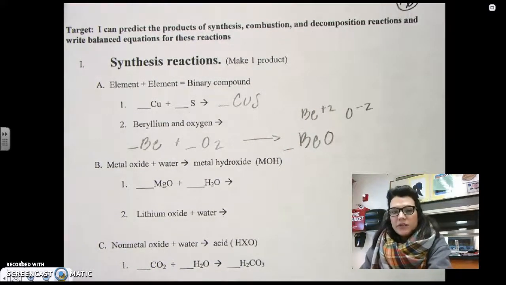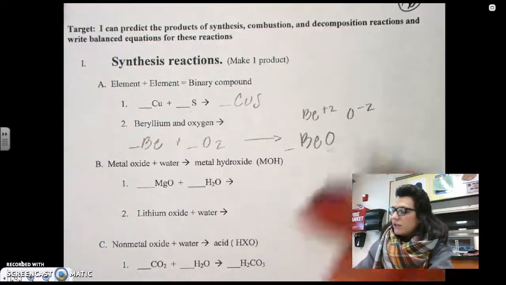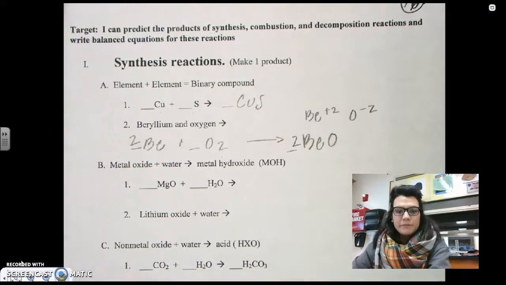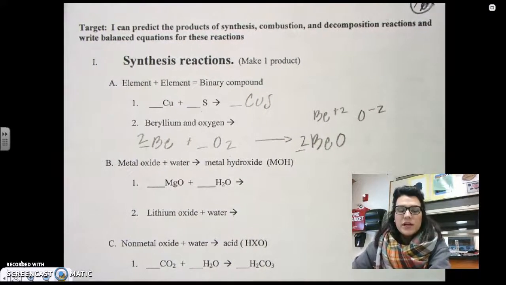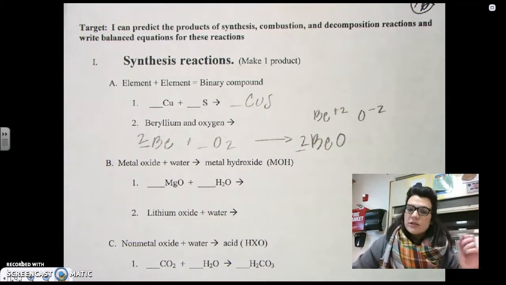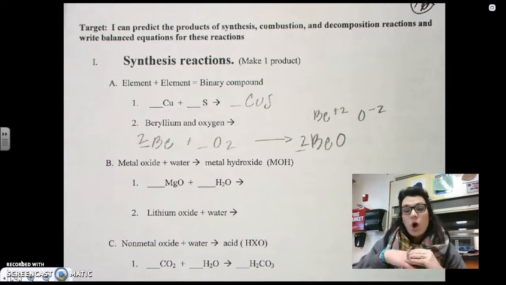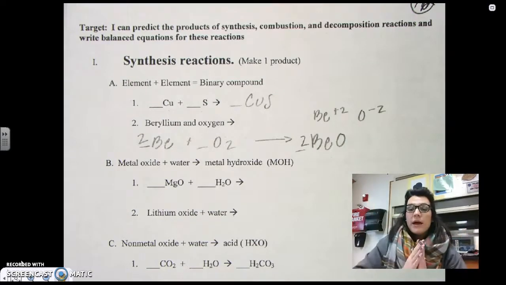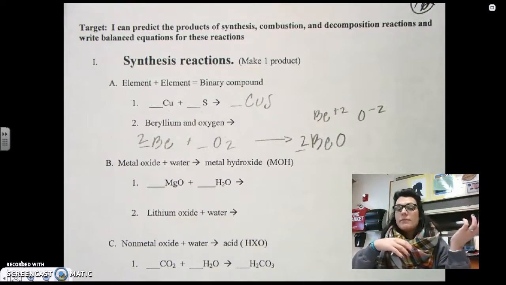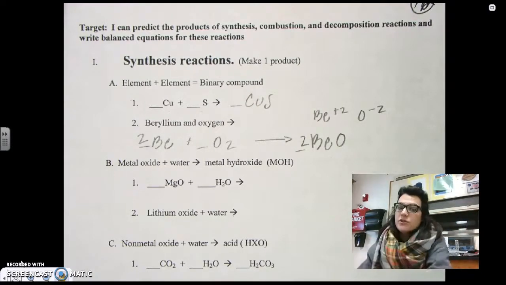And then I need to make sure that I balance, okay? So I have 2 oxygens here, 1 here. So I need to put a 2 here and then a 2 in front of beryllium. Okay, that's the first type of synthesis reaction. The second type of synthesis reaction is when we have a metal oxide, okay? So a metal attached to an oxygen inside of water, and we're going to make a metal hydroxide. So whatever metal was attached to the oxygen is going to become metal and then hydroxide attached to it, okay?